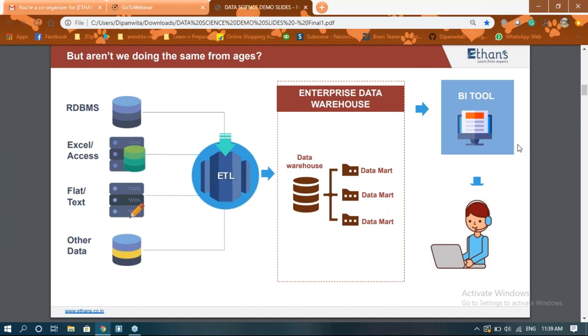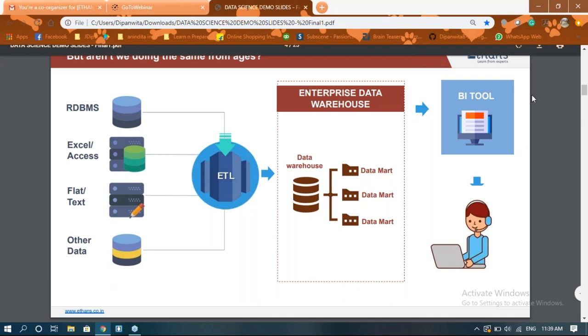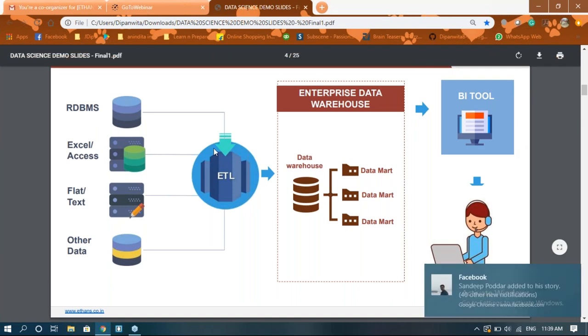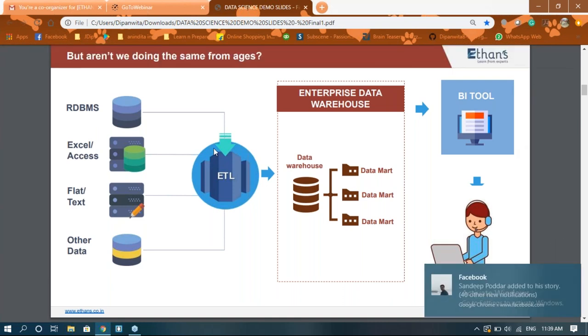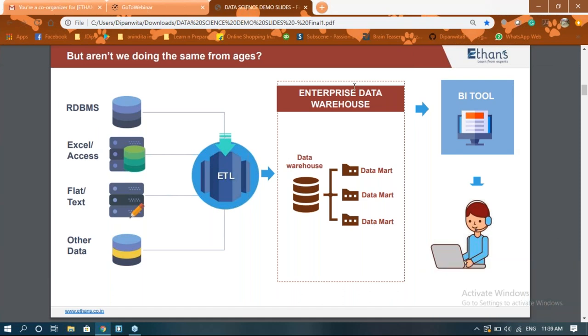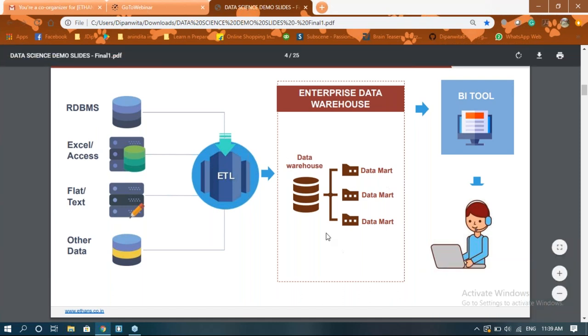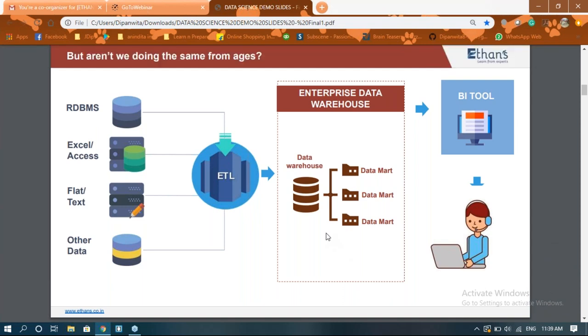If data is not structured, then we do something like ETL processes, where data gets structured, and then we create something called a data warehouse. In data warehouses, there are different structures like data marts and so on, where we have a lot of data stored in a heap. The larger the organization, the larger the data heap.